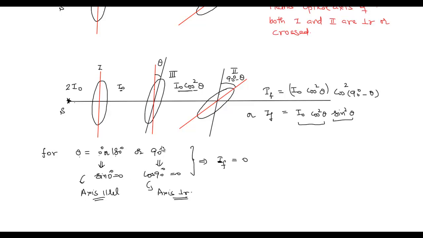And if theta is 90 degree, meaning the angle between these two axes is 90 degree, again cos 90 degree is 0, and there will be no light out of the second polarizer. So in these situations you will not get any light here, otherwise you will get some light here.